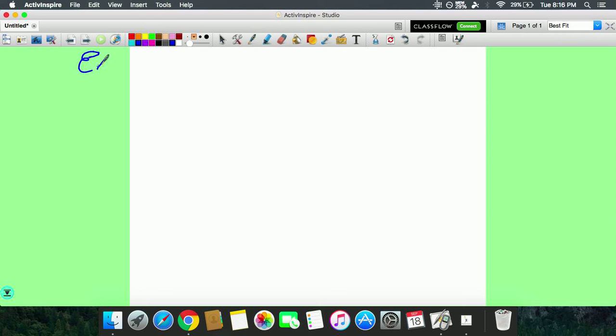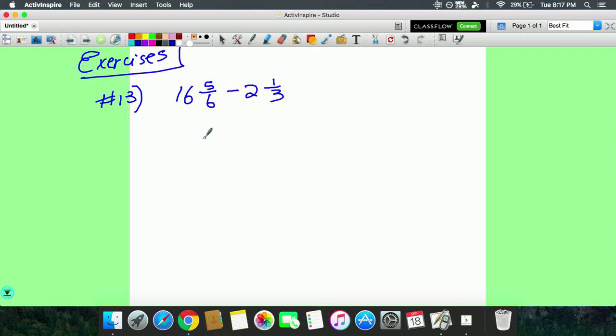Okay, so exercise 5, and hopefully I'll actually pick something that I asked you to do. So let's take a look at number 13, which is 16 and 5 over 6 minus 2 and 1/3. So if you change these mixed numbers to improper fractions, let me change this. I can go times and plus, and I can go times and plus.